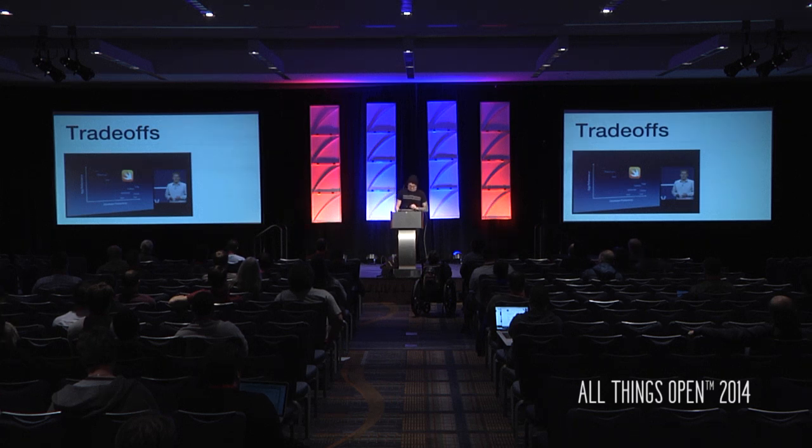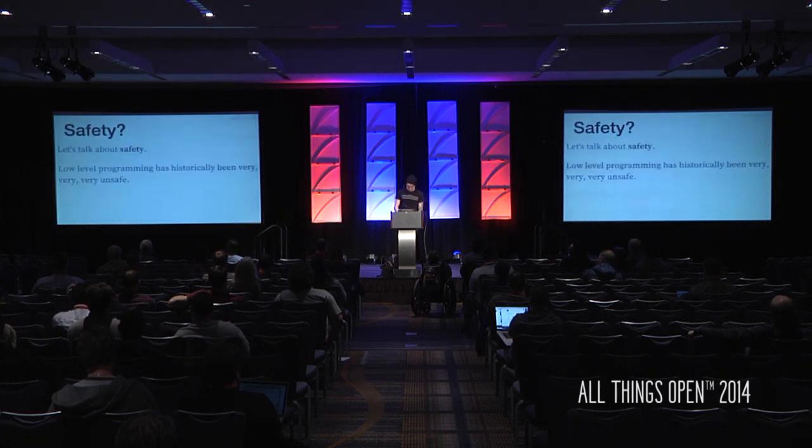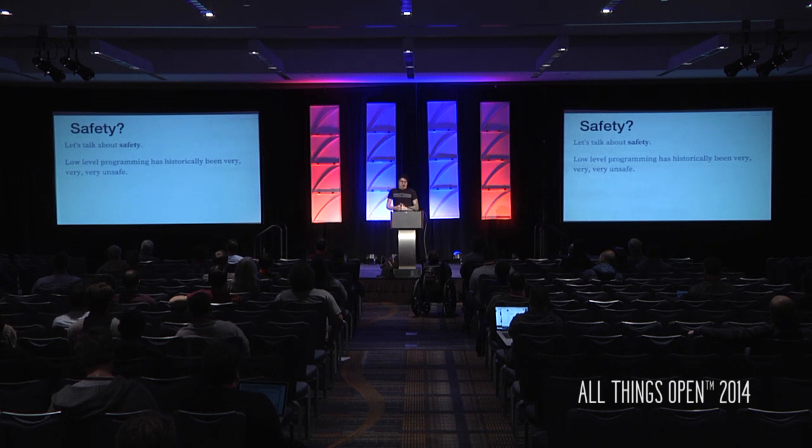Okay, I'm going to make these slides go a little smaller again. So safety: when I talk about safety, what do I mean? This is really important in the context of Rust, because Rust says that it is a safe programming language, but it means this in a very specific form. It means memory safety. Low-level programming has historically been very, very unsafe. Let me show you what I mean.